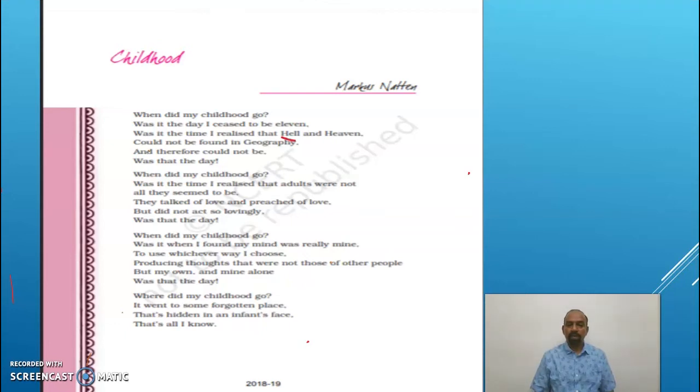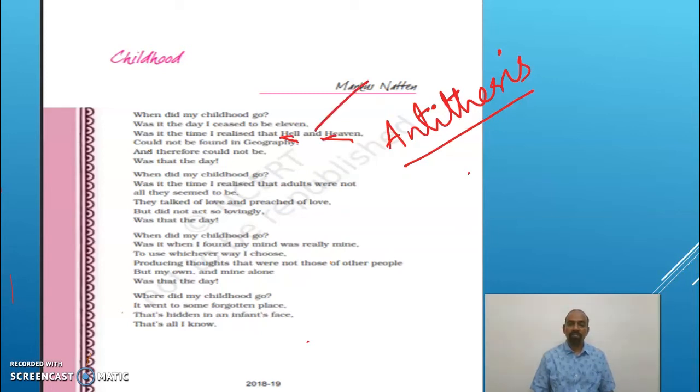Here, look, hell and heaven. Both are opposite words. If opposite words are used like this, we call that antithesis. Antithesis is the poetic device used here. Hell and heaven. Again, we can see that it is the repetition of the H sound, that is a consonant. If a consonant sound is repeated in a line, we call it alliteration.